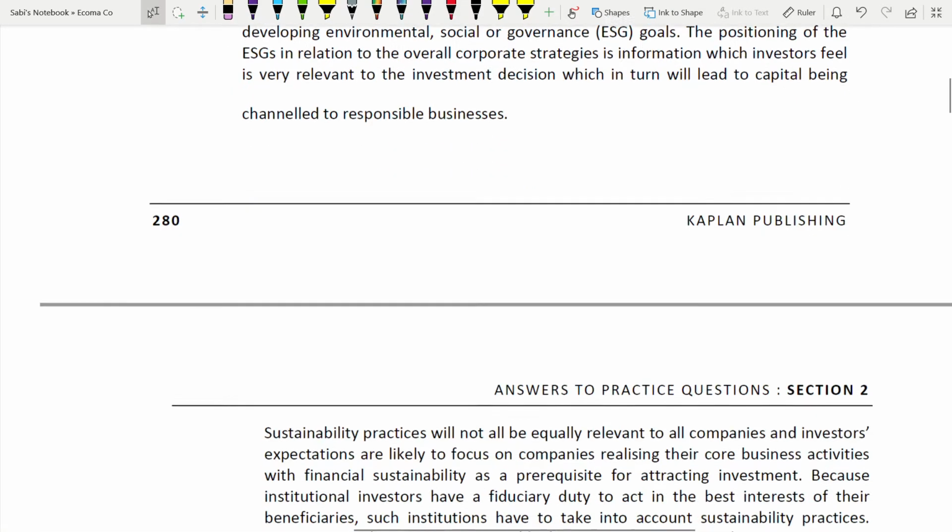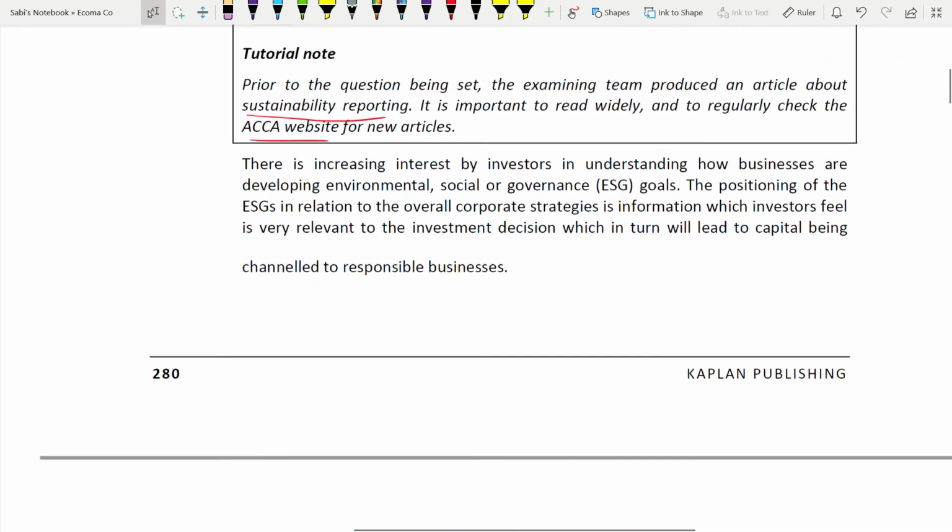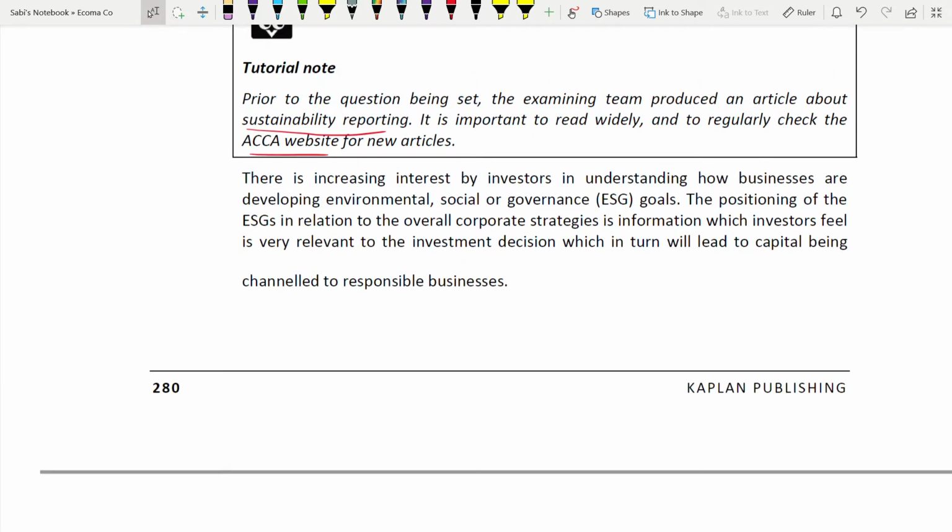Now, if you see the answer, it is set out in paragraphs. I think around 5 paragraphs are there. First, if you see the first few lines, you can omit them. You don't have to repeat them, because it's just repetition of what the requirement is asking: that there's an increase in interest by investors in understanding how businesses are developing these goals. You don't have to write it. Omit the beginning few lines, just go to the main points and write them. Maybe you can write 4 separate paragraphs, with 4 different points.